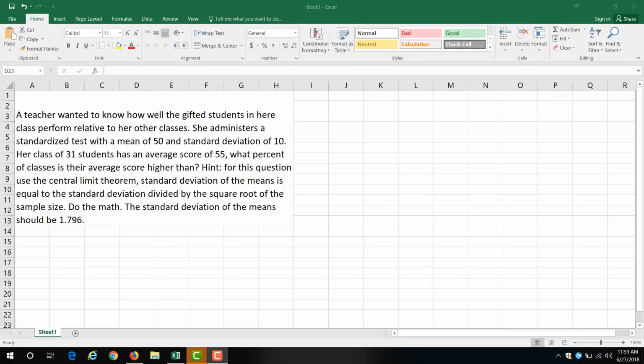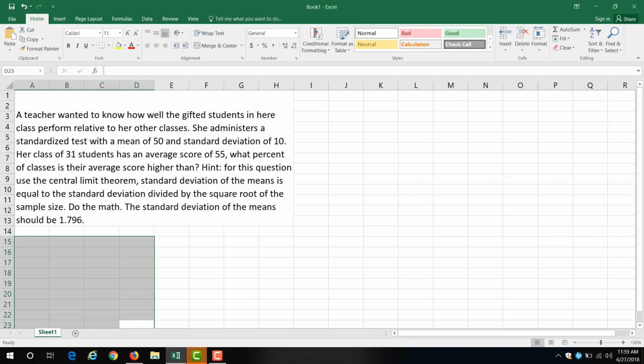Okay, this is question 2 off Unit 2 on the quiz. A teacher wanted to know how well the gifted students in her class performed compared to other classes. So she wants to know what percentile they're at. She administers a standardized test with a mean of 50, standard deviation of 10. She got 31 students and has the average score of 55. What's the percentile?